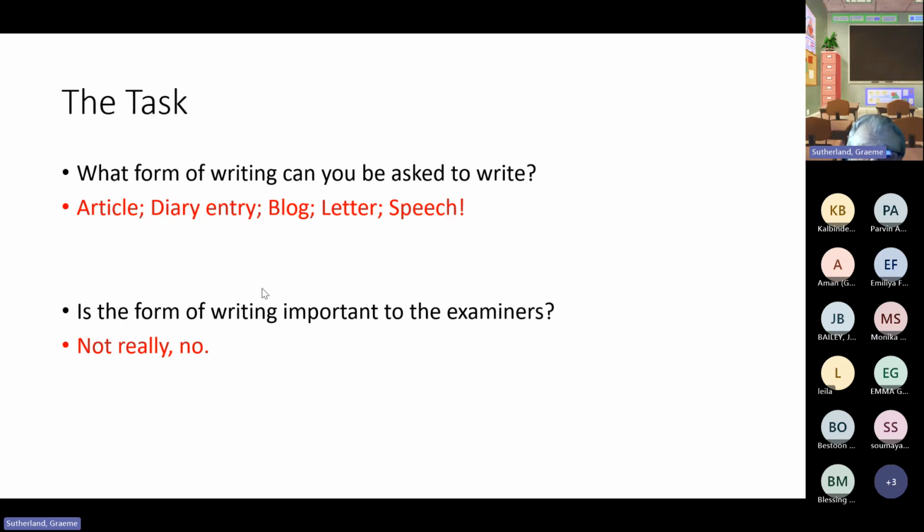So worry about what you're writing rather than, do I have to write the address at the top if it's a letter? The answer is no. Don't bother to make it look like a letter. Go straight into the text. Okay.